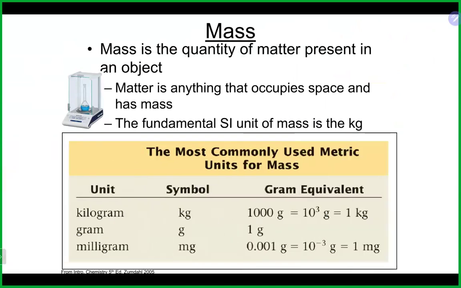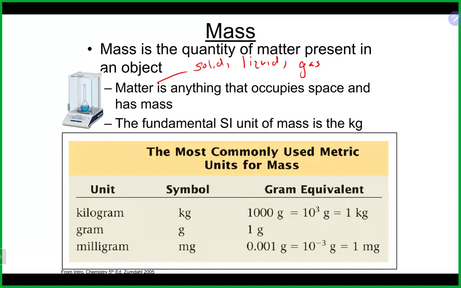Now, mass is the quantity of matter that is present in an object. Matter is basically anything that has mass and occupies space, so it's pretty much everything. We have 3 states of matter, as we'll talk about in another chapter: typically solid, liquid, and gas. Those are the 3 states of matter that we come across.